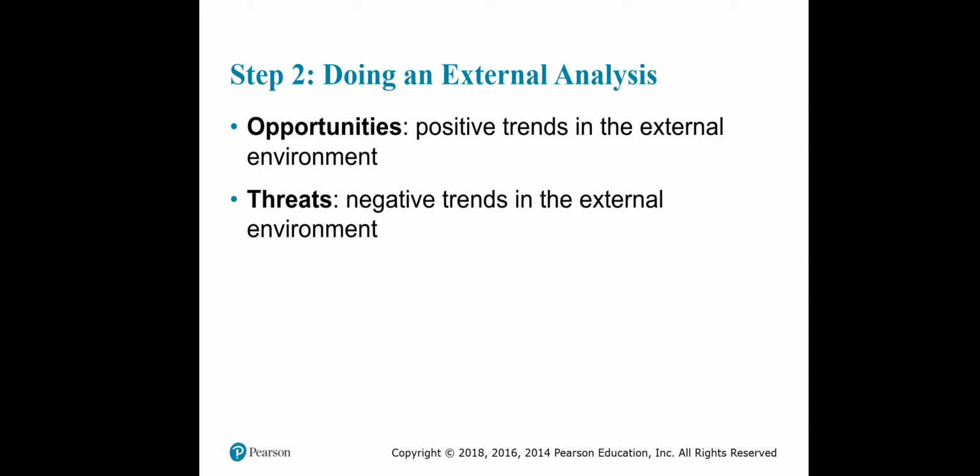So step 2 is doing an external analysis. Analyzing that environment is a critical step in the strategic management process. Managers do an external analysis so they know, for instance, what the competition is doing, what pending legislation might affect this organization, or what the labor supply is like in the location where it operates. In an external analysis, managers should examine the economic, demographic, political, legal, social, cultural, technological, and global components to see trends and changes.